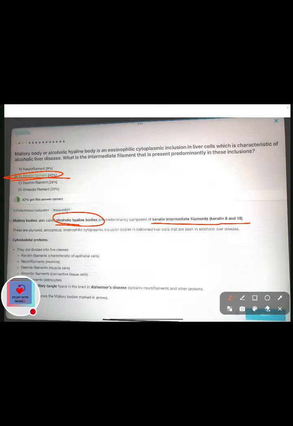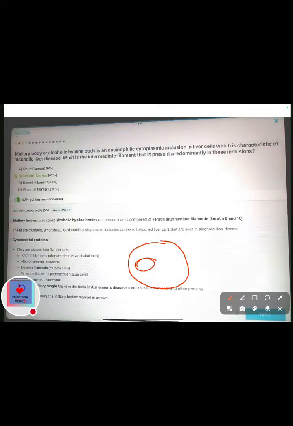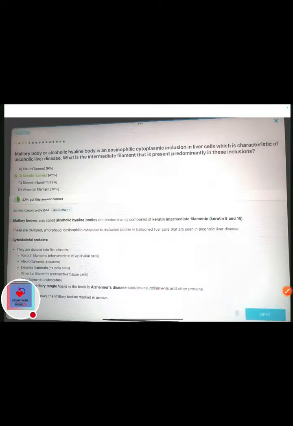Keratin intermediate filaments consist of the keratin filaments. These are clumped, amorphous, eosinophilic cytoplasmic inclusion bodies in ballooned liver cells that are seen in alcoholic liver disease. They are irregular in shape, pinkish, and found in ballooned liver cells. These are called Mallory bodies, also called alcoholic hyaline bodies, and they are predominantly composed of keratin intermediate filaments.